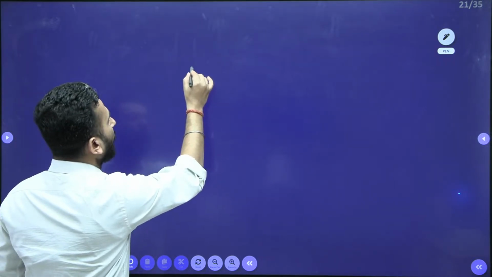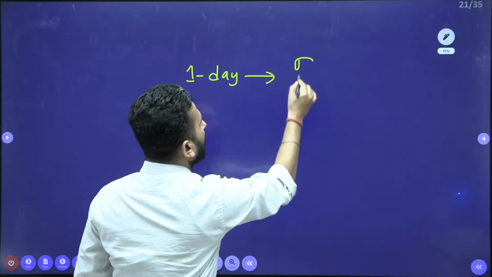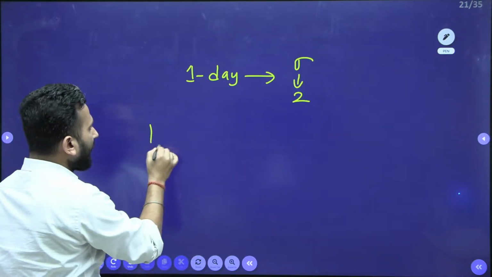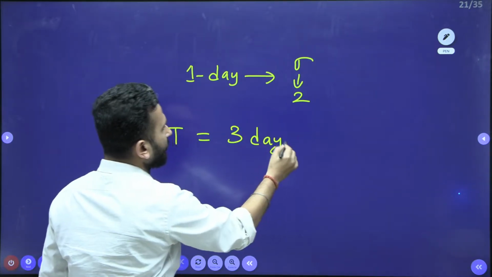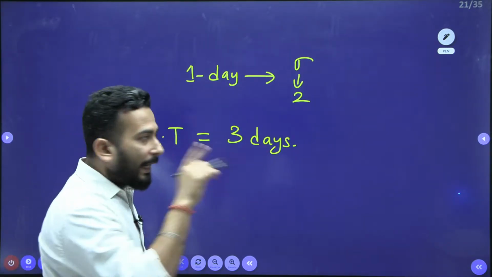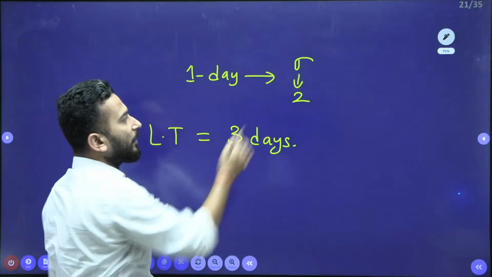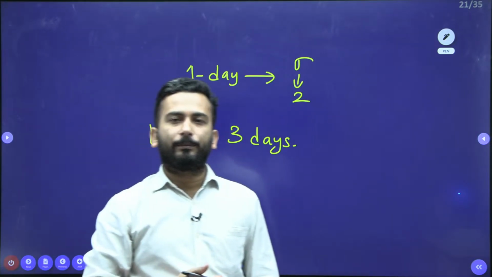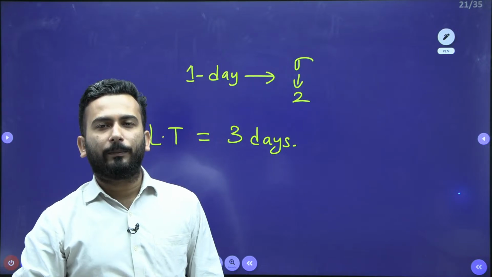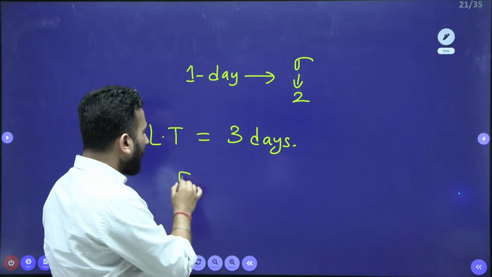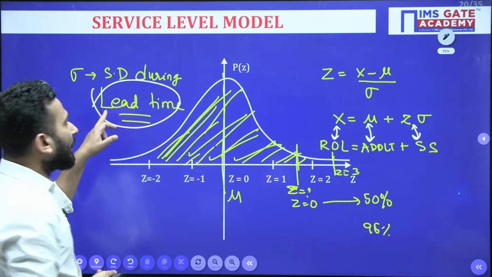Suppose that for one day the sigma value is 2, and it is given that the lead time is 3 days. And if in that expression you take the sigma value as 2, marks are gone. So sir, what is sigma? It is what I have written over here, the standard deviation during lead time.